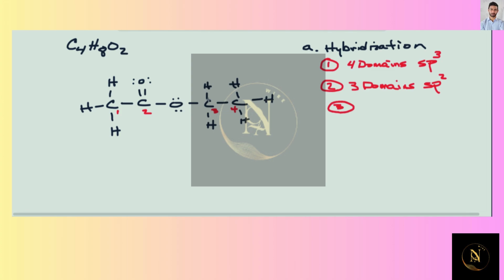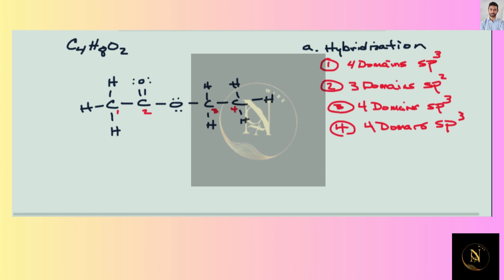If we take a look at 3, there are 4 distinct places, north, south, east, and west, where we have electrons, 4 domains, which makes it sp3. And the same thing for the 4th one. There are 4 places where we have electrons, so that makes it sp3.